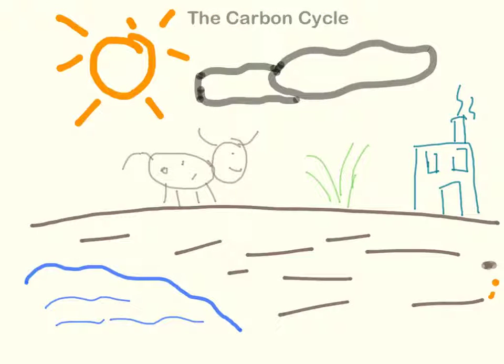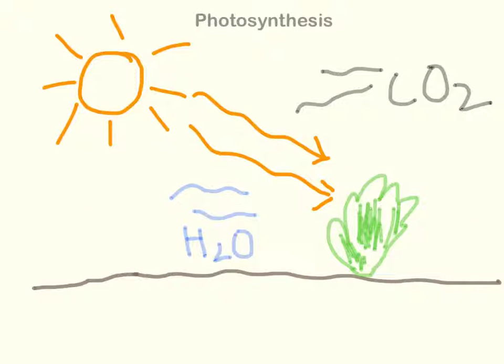The next cycle we will talk about is the carbon cycle. The carbon cycle happens in the atmosphere, the lithosphere, and the hydrosphere. The first step of the carbon cycle is photosynthesis. Sunlight provides energy for producers to convert carbon dioxide into sugar.